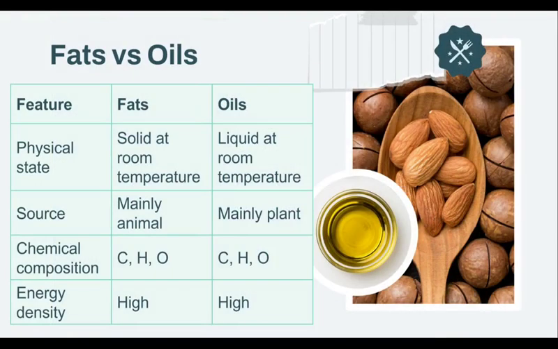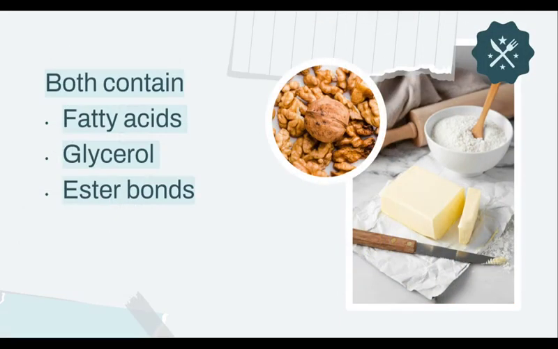So what is the difference between fats and oils? Fats are in the solid state at room temperature, and oils are in the liquid state. Fats are mainly from animal sources, and oils are mainly from plant sources. The chemical composition is basically the same. They both have carbon, hydrogen and oxygen, and the energy density of both fats and oils is high. As chemical composition, both fats and oils contain fatty acids, glycerol and ester bonds.